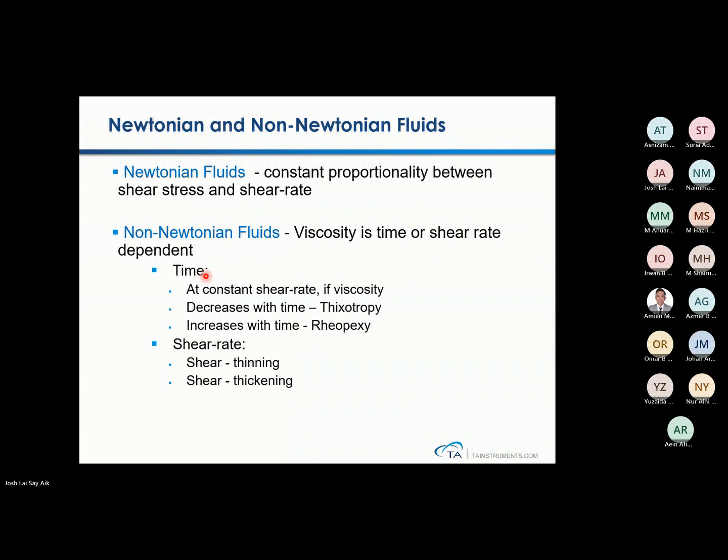Right. Well, we have another type of fluids. They are going to have a different viscosity at a different shear rate. So when the viscosity decreases as the shear rate increases, we name this shear thinning. On the other hand, when the shear rate increases and the viscosity also increases, we name this shear thickening.